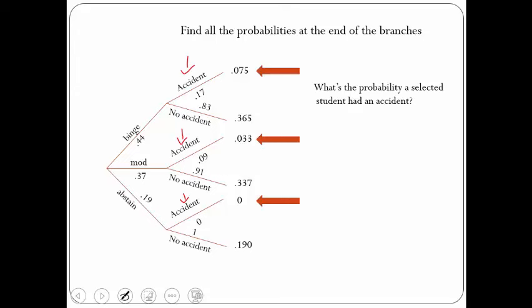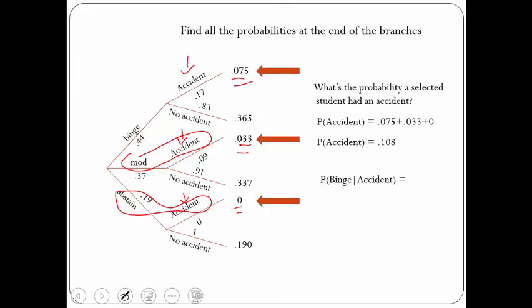So you could be a binge drinker and have an accident. That's the 0.075. You could be a moderate drinker and have an accident. That's the 0.033. I guess technically you could be abstaining and have an accident, but that's 0. So we'll just add those up. It could be one or the other. Binge, given that they've had an accident.